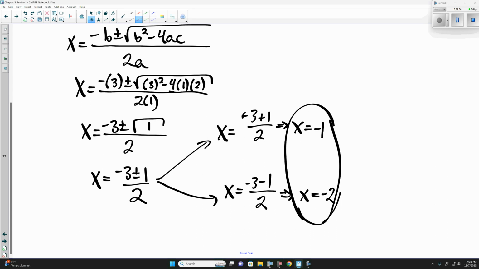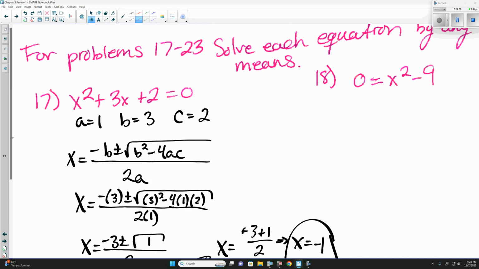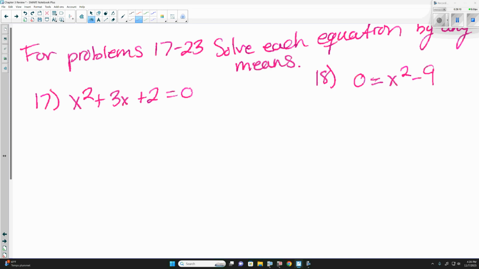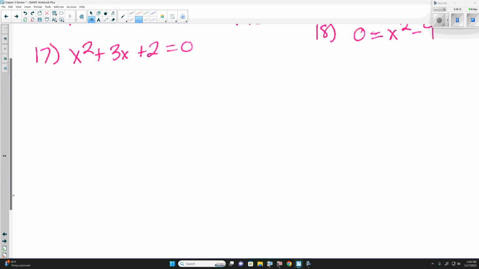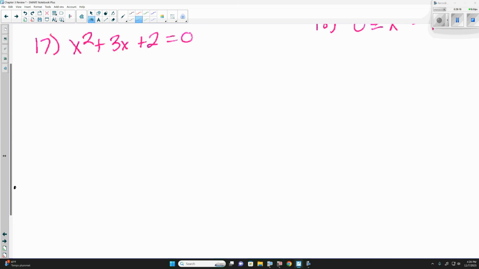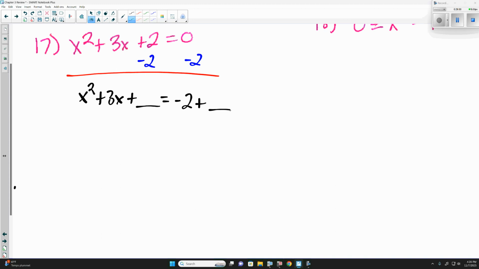And I'm going to do this one more. I'm not going to do this with all of them because it's going to take way too long. I might do some of the different methods with some of them. But if we did this with completing the square, is a equal to 1? Yes. Get the constant terms by themselves. So we would subtract 2 from both sides, telling us that x squared plus 3x plus blank is equal to negative 2 plus blank.